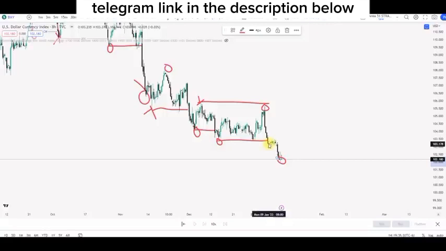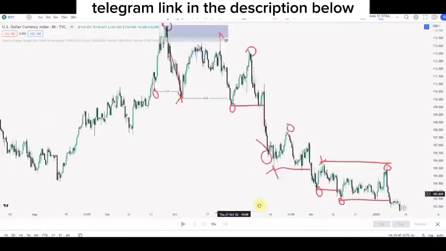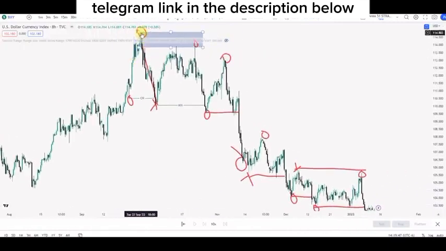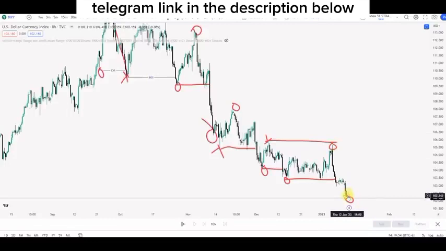So the whole point is, it is very crucial that you identify the direction of the market. When the market is giving you a series of lower highs, lower lows, repeatedly, you're basically looking for a downtrend position.